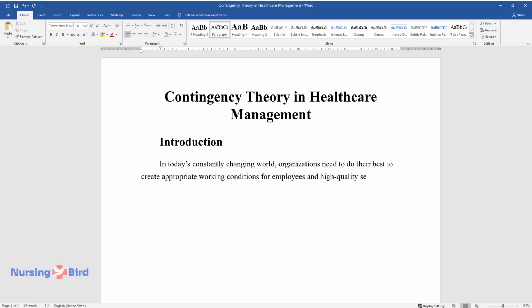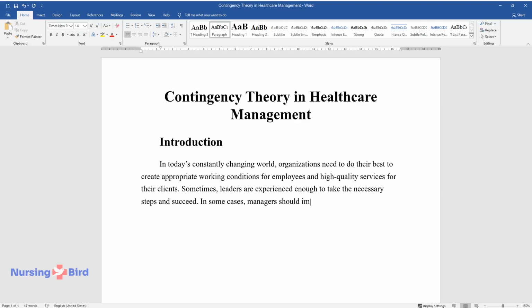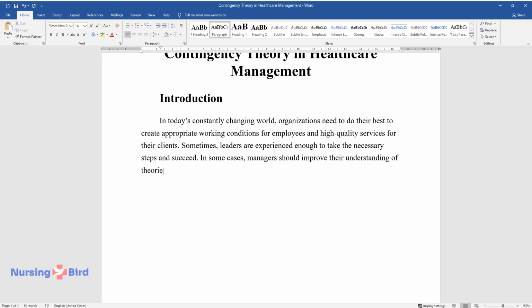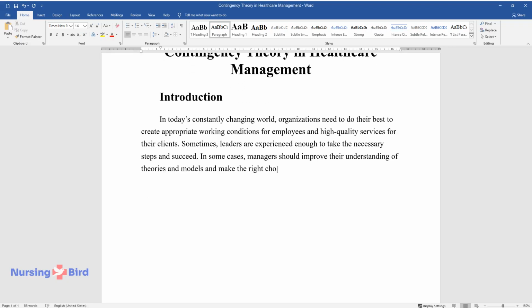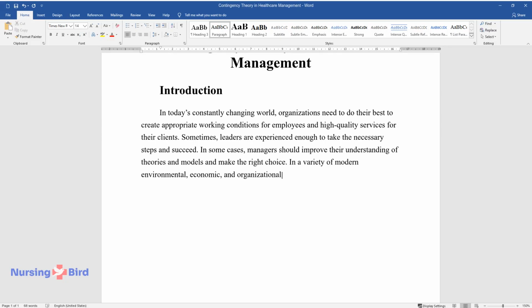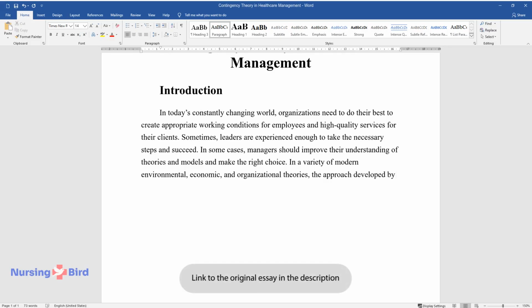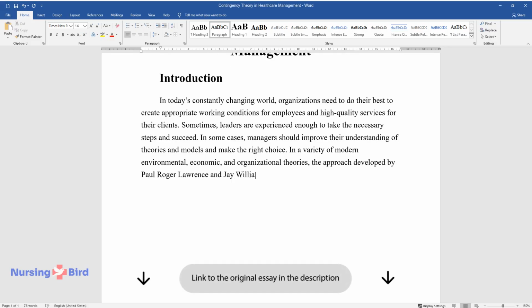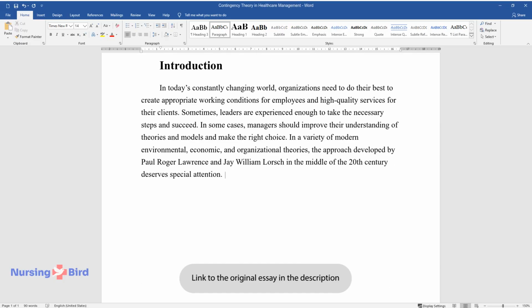Sometimes, leaders are experienced enough to take the necessary steps and succeed. In some cases, managers should improve their understanding of theories and models and make the right choice. In a variety of modern environmental, economic, and organizational theories, the approach developed by Paul Roger Lawrence and J. William Lorsch in the middle of the 20th century deserves special attention.